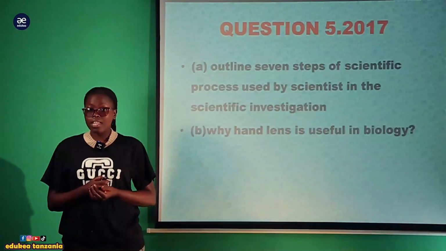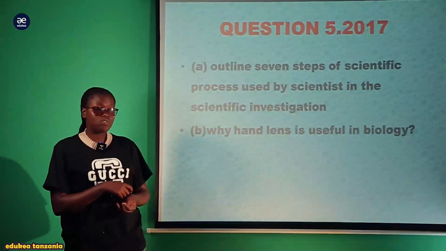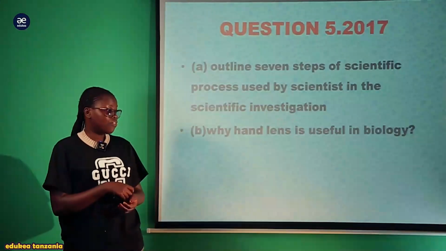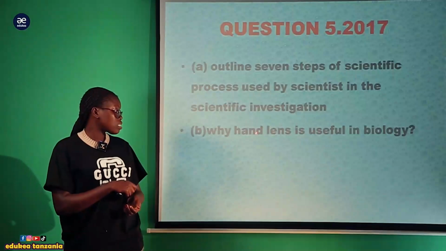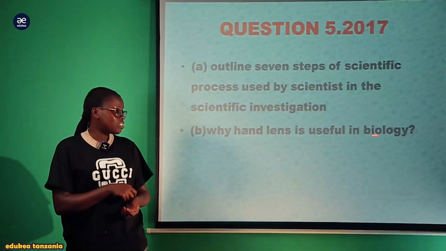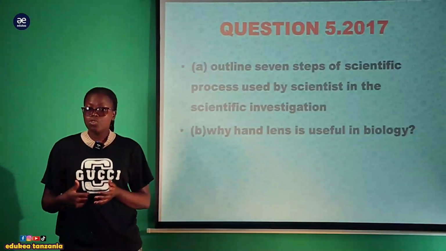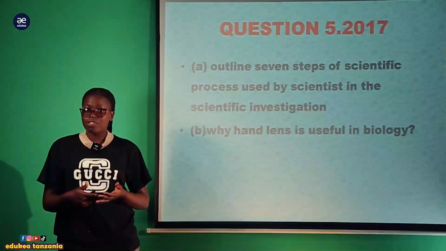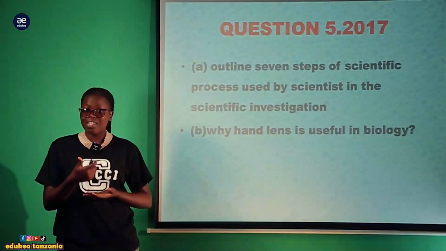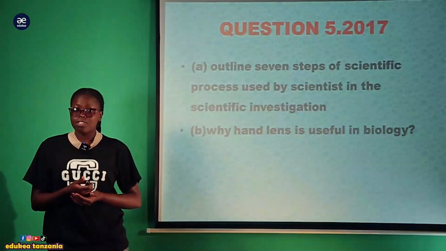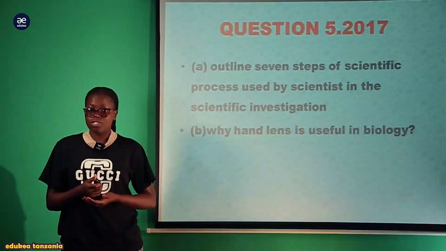Question Roman A needs you just to mention, to outline the 7 steps of scientific process used by scientists in scientific investigation, just to mention them. The second one asks you to explain why the hand lens is useful in biology. There is no limitation of the points here, but you are needed to be as brief as possible. Also, before you answer the question, make sure you look at the marks attributed to a particular question, so that you have room to tackle it.